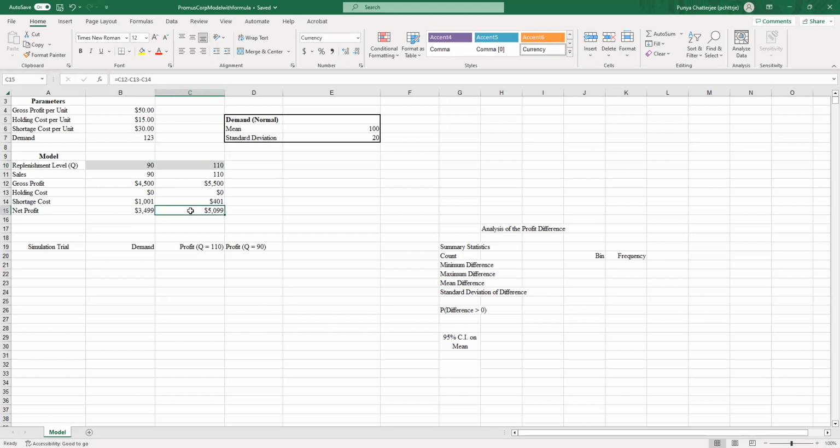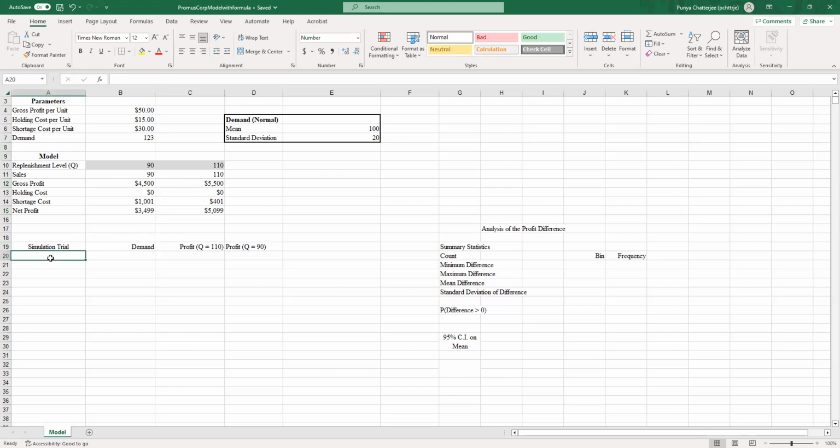Now, of course, this depends on the demand, and because demand is random, every time demand changes, this net profit changes. So what we're going to do is 1,000 simulations, where we generate the demand 1,000 times and generate this profit 1,000 times. And then we take a look at what is more probable to happen and what the histogram looks like.